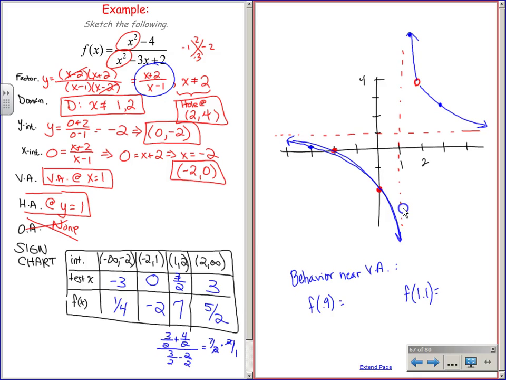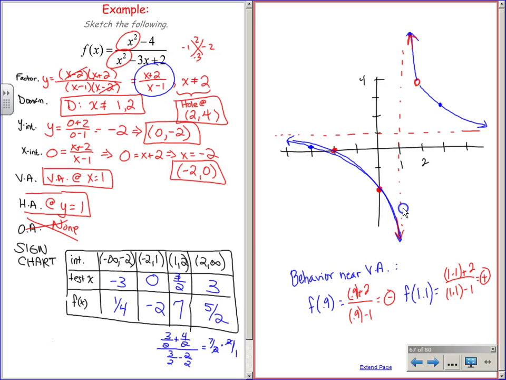We could do that if you're a little paranoid, not quite sure you got it right. If we plugged in 0.9, you would realize that would be a negative. So going to -infinity makes sense. And if you plugged in 1.1, you would realize going to positive infinity makes sense. It just backs up what my graph already showed. Done, sketch.